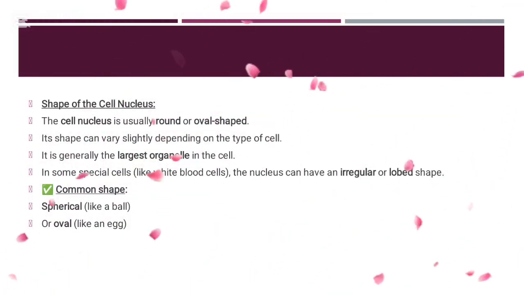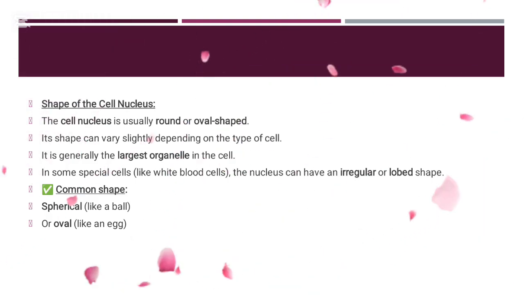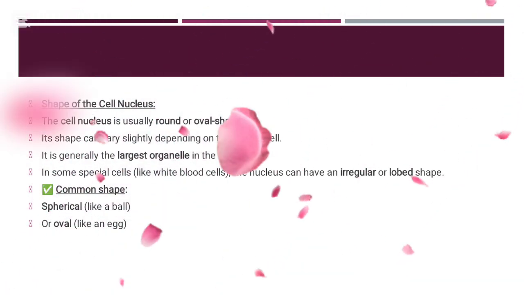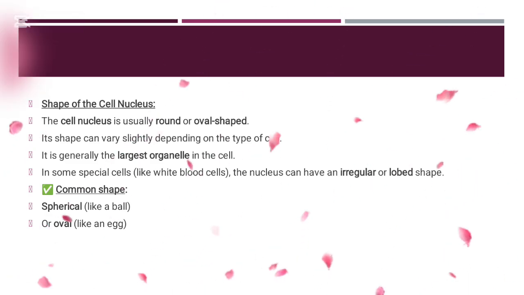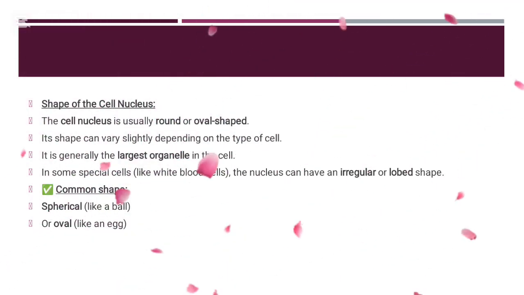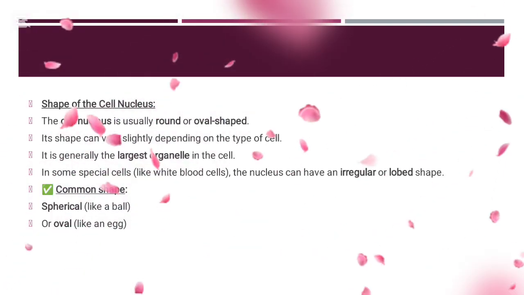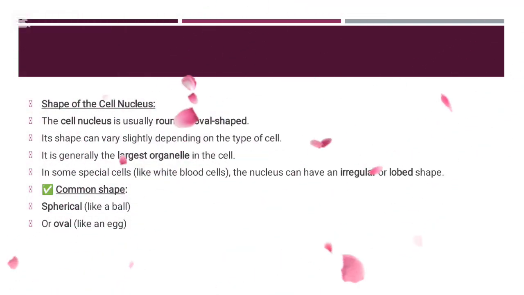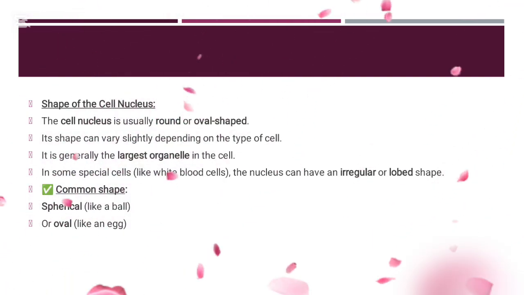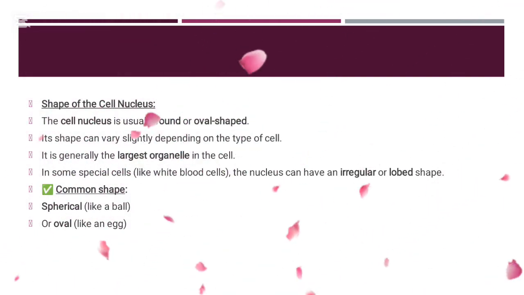Shape of the cell's nucleus. The cell nucleus is usually round or oval in shape. Its shape can vary slightly depending upon the type of cell. It is generally the largest organelle in the cell. In some special cells like white blood cells, the nucleus can have an irregular or lobed shape. Common shapes: spherical like a ball, or oval like an egg.